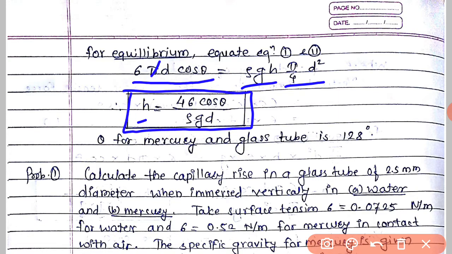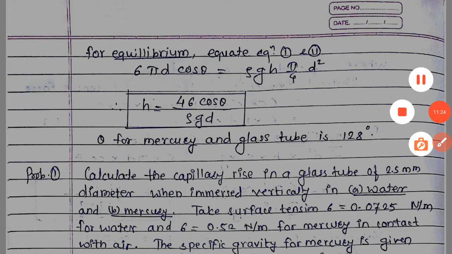Here pi gets cancelled, and here one d gets cancelled. So the value of h will be 4 sigma cos theta upon rho g d, and theta for mercury and glass tube, the angle of contact for mercury and glass tube, will be 128 degrees. So this is the expression for capillary fall or capillary depression.